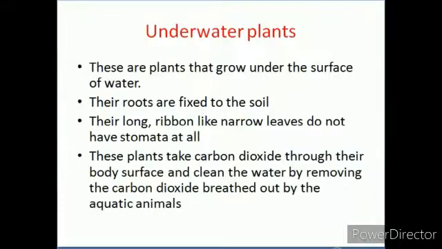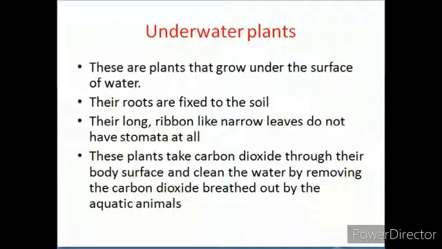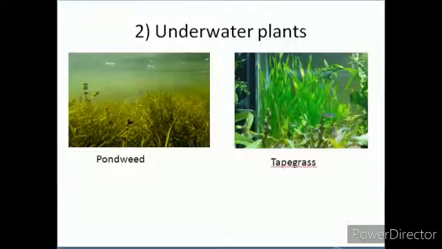These plants can also make their own food. In order to make their own food, they accept the carbon dioxide through their body surface and clean the water by removing the carbon dioxide breathed out by the aquatic animals. For this reason, these plants are also used in aquariums in order to clean the water of that aquarium.